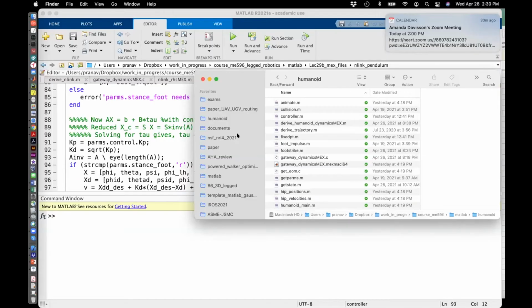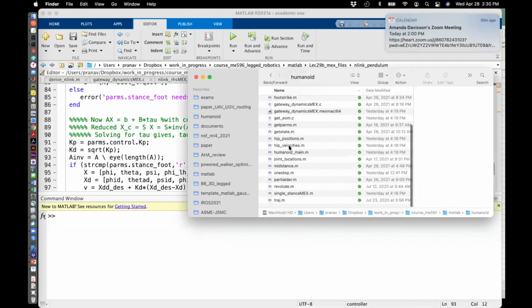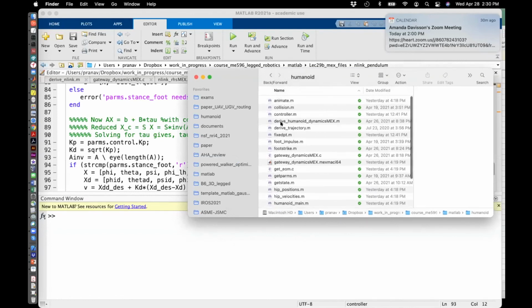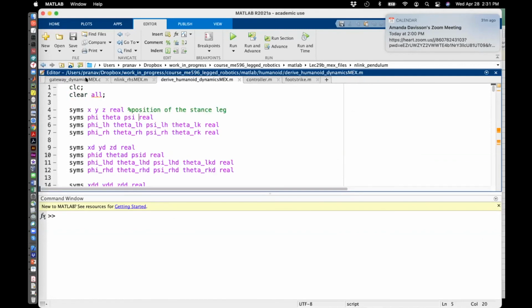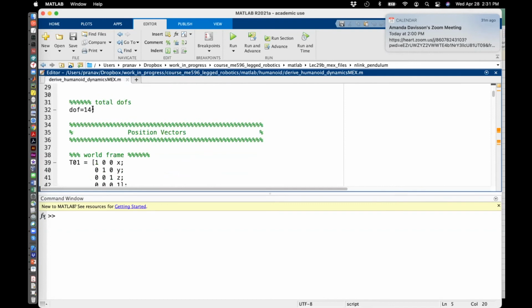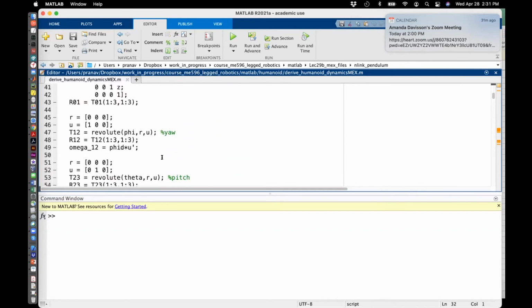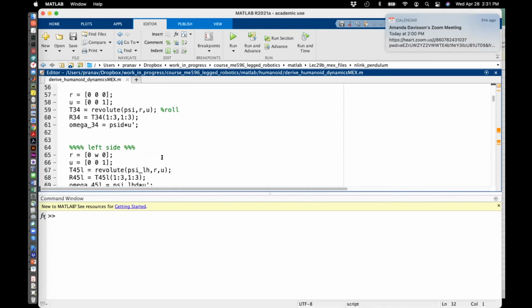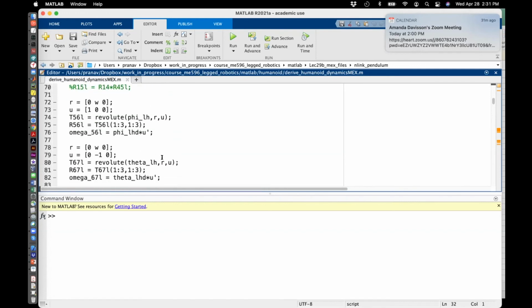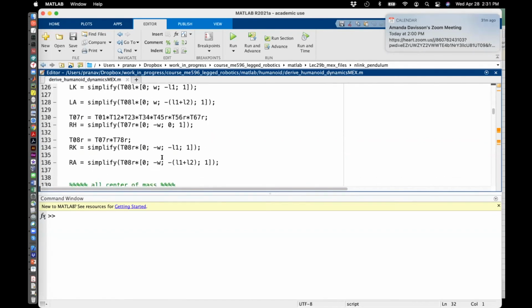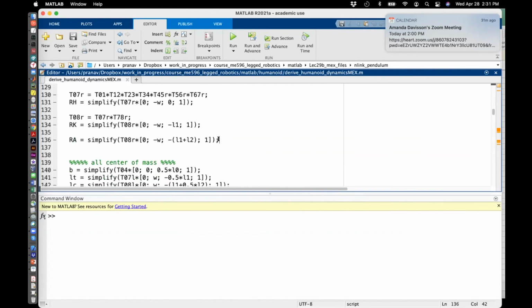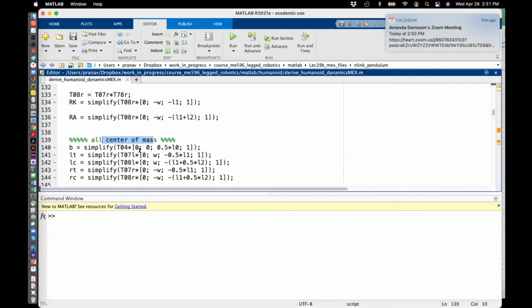Okay, I'm going to share with you this folder called humanoid, and it has all the things you need to simulate this. So first of all, I'm going to open Derive. Okay, so what does Derive have? Well, it basically derives the equations. So there are 14 degrees of freedom. All the transformations from zero reference configuration, the same thing I did for the pendulum and the passive walker, except that now I have it in 3 dimensions, and it's a bit more complicated. The positions of this are basically the positions of the joints. These are all the positions of the center of mass.